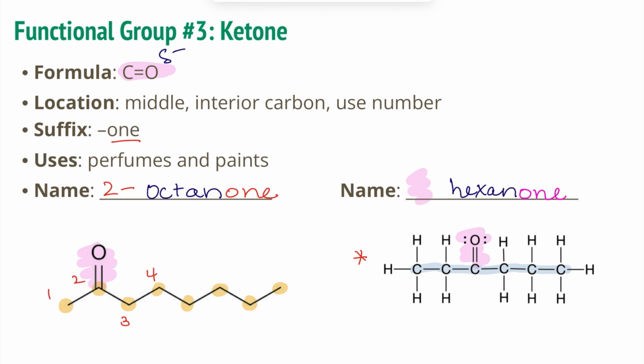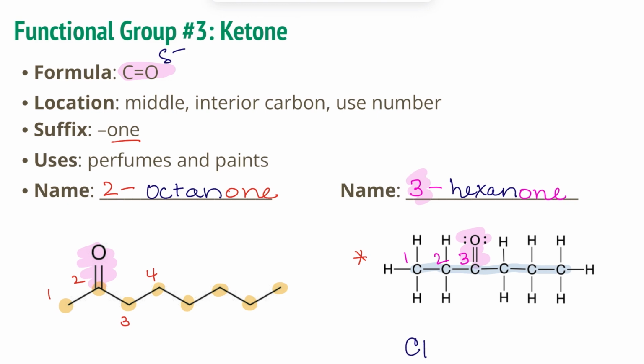So this is hexanone, and where is it at? Well, we need to look at our numbering. 1, 2, 3. This is 3-hexanone. If we were to number this way, 1, 2, 3, 4, 3 is smaller than 4, and so we're going to want a number from the left. So that is 3-hexanone.